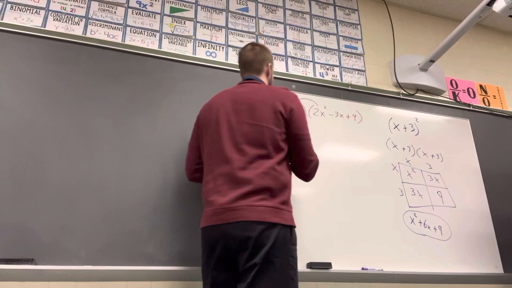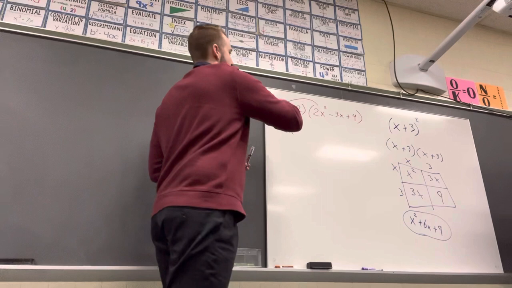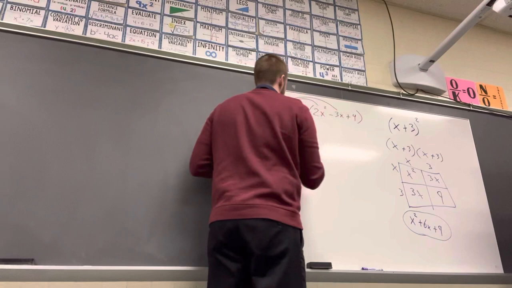Now, where do you think I move next? Where do you think I go? When we did that, we went across and across, right? So where do you think I go? I'll go from the x times the what? Three. The negative 3x. Good. So now we'll go here to the next term. So x times negative 3x will give us what?